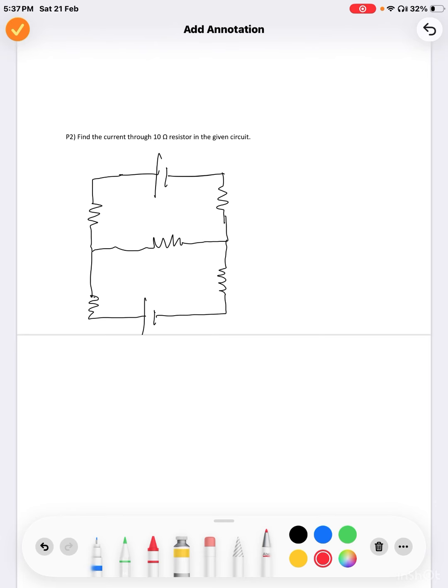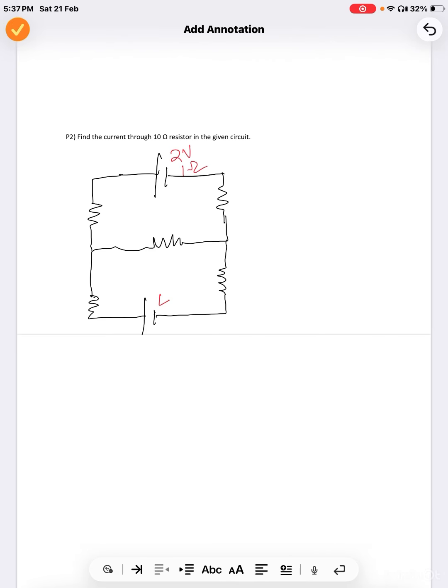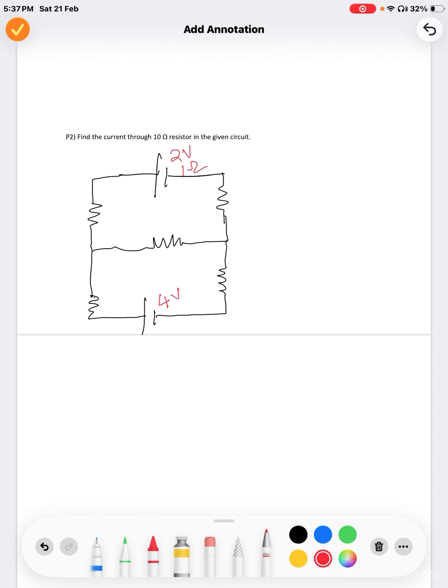Okay. So the voltage is 2 volt, 1 ohm, and the second one is 4 volt and 2 ohms, and here the resistor values are 5, 2, 5, and 2 ohms. So 5, 2, 5, 2, and the center one is 10 ohm.